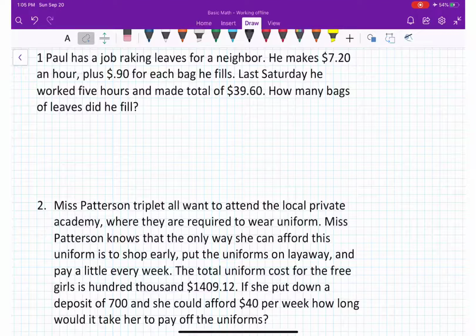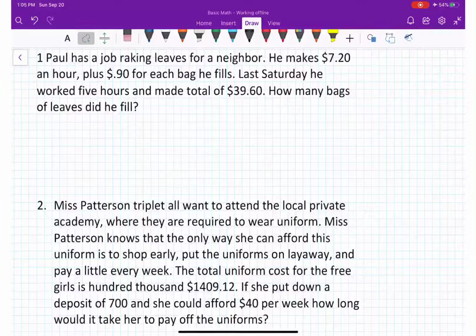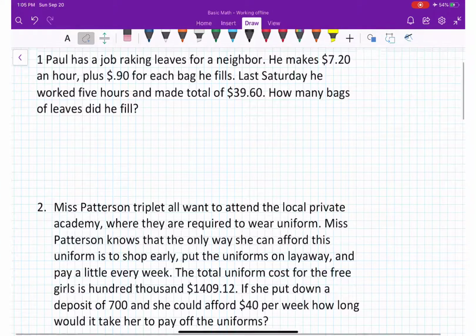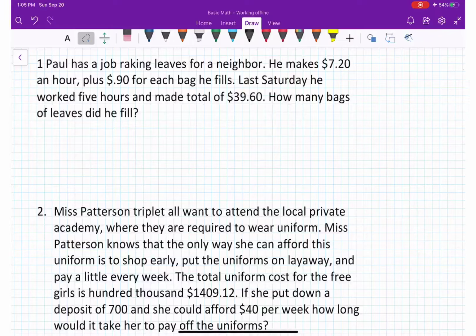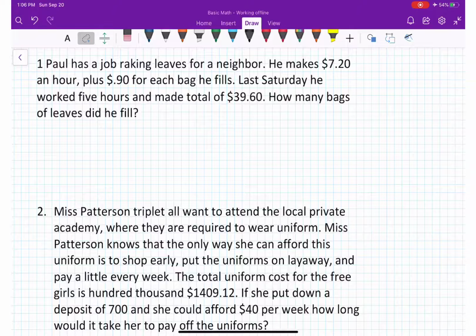So we're going to solve problems that involve value of money and percentage. Okay, so question number 1. Paul has a job raking leaves for a neighbor. He makes $7.20 an hour plus 90 cents for each bag he fills. Last Saturday he worked 5 hours and made a total of $39.60. How many bags of leaves did he fill?